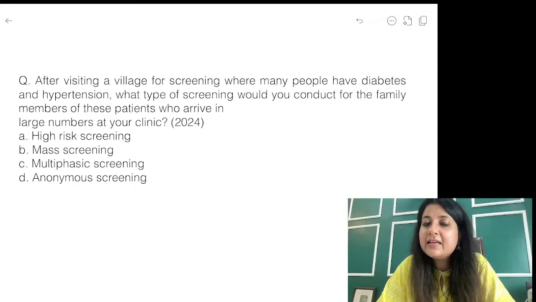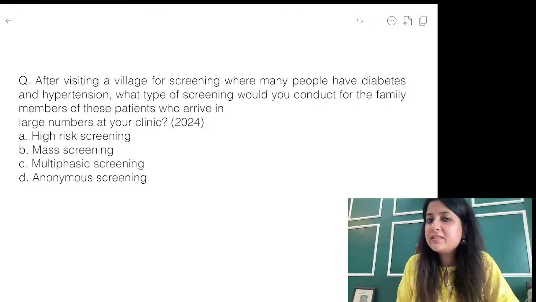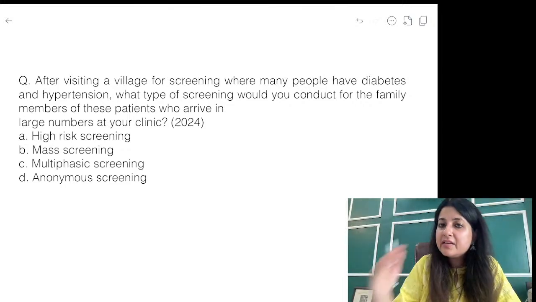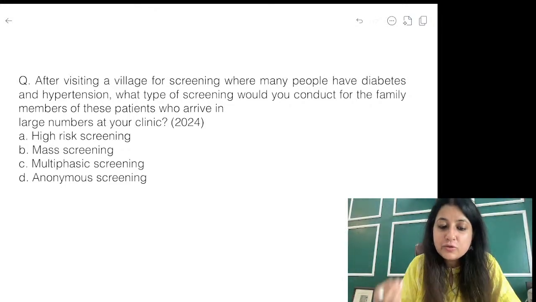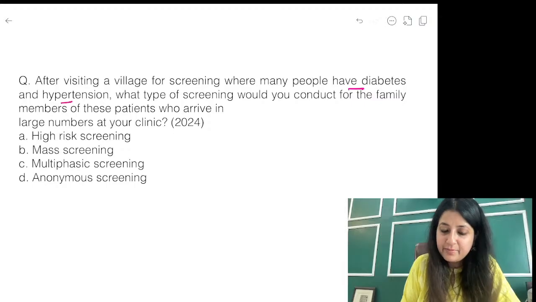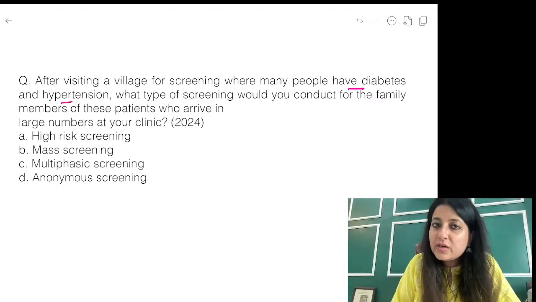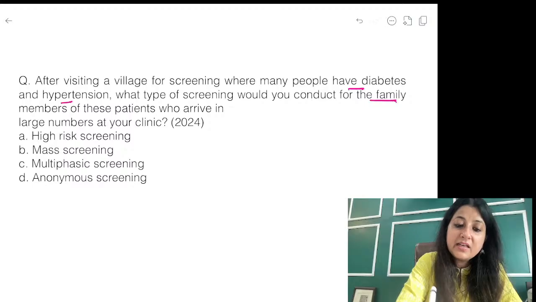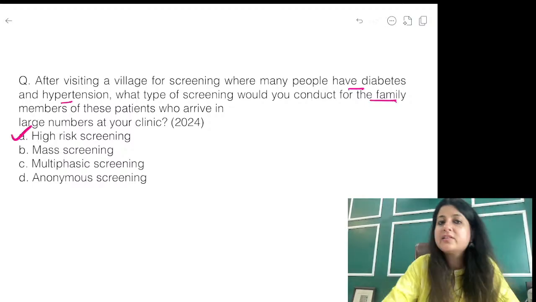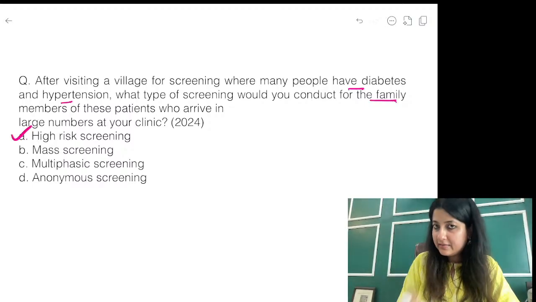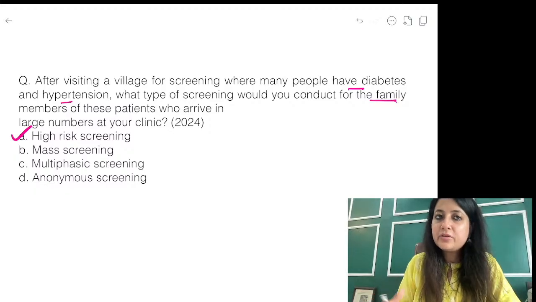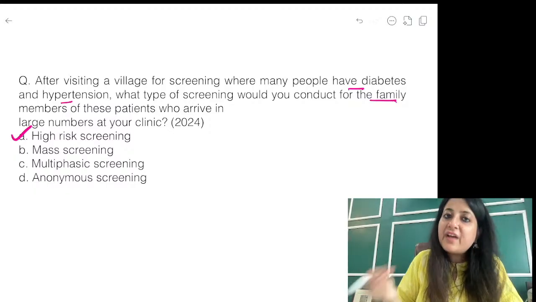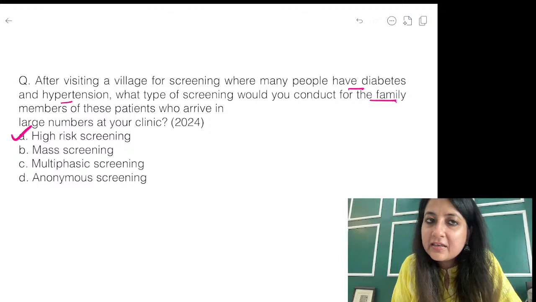So how could you immediately mark mass screening? Mass screening is everybody irrespective of high risk. Here I just twisted the question. Many people have diabetes in a village. What type of screening would you conduct for the family members of these patients who arrive in large numbers at your clinic? It was written that there is a village where diabetes and hypertension are very high. So for the family members of these people, which screening will you conduct?